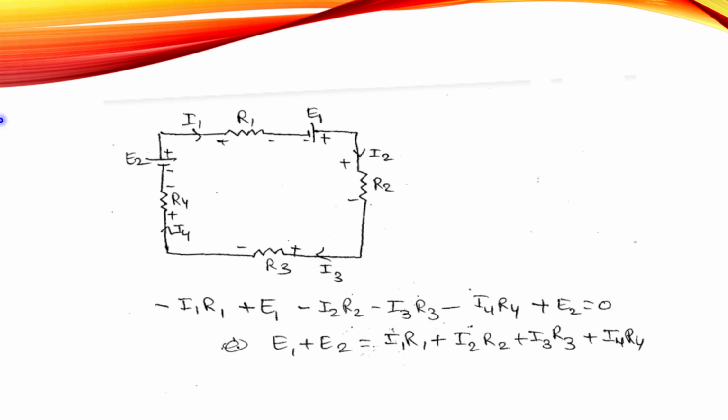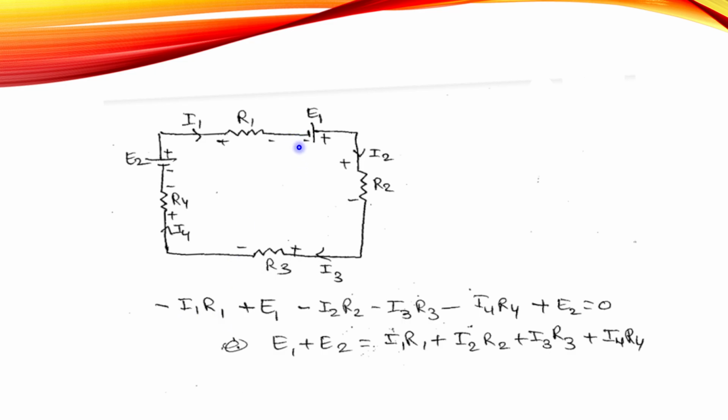Same thing I am explaining using one more example based on Kirchhoff's voltage law. So here you can see there are two batteries E1 and E2 and there are 4 resistances R1, R2, R3 and R4 with branch currents I1, I2, I3 and I4. So now if we apply Kirchhoff's voltage law, if the current is passing from positive terminal to negative terminal of the resistor, we will consider it as a voltage drop, and the voltage drop will be written as minus I1 into R1.